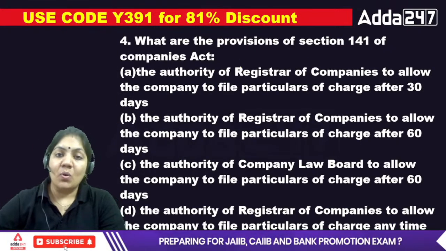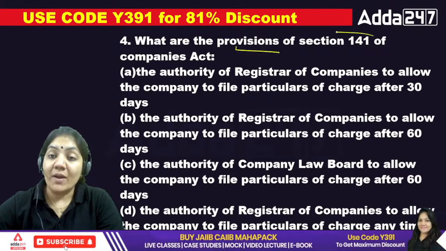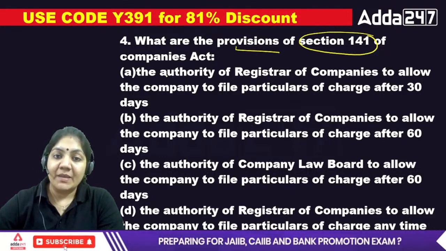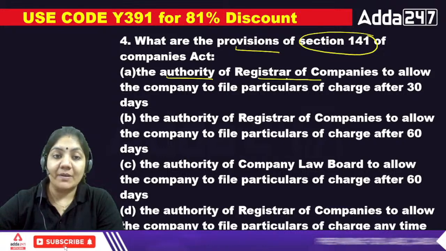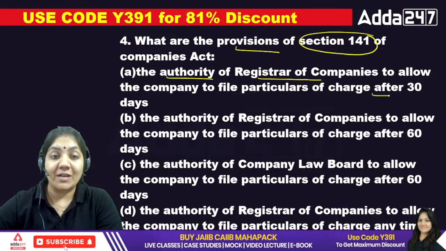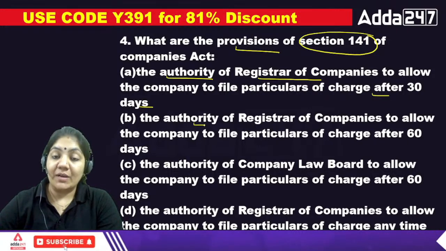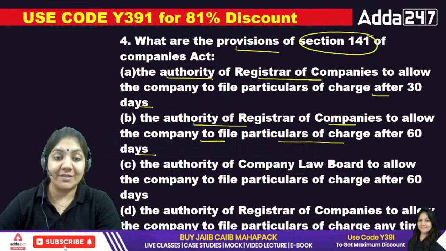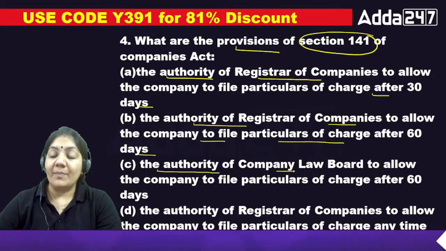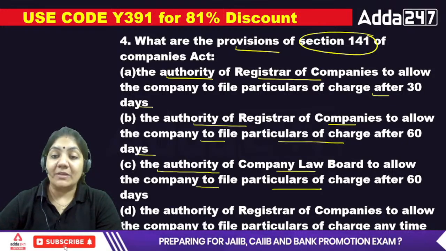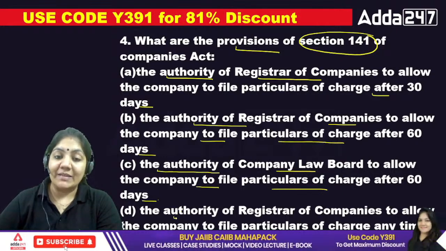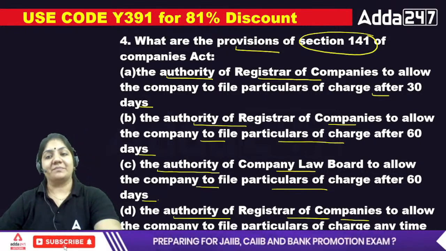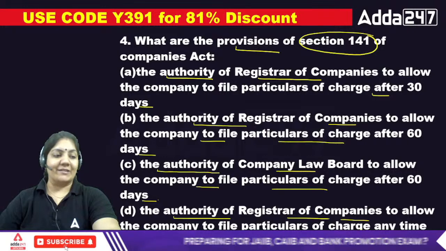Okay, now what are the provisions of section 141 of the Companies Act? First one, the authority of the Registrar of Companies to allow the company to file the particulars of charge after 30 days. B option, the authority of the Registrar of Companies to allow the company to file the particulars of charge after 60 days. C, the authority of the Company Law Board to allow the company to file the particulars of charge after 60 days. And D, the authority of the Registrar of Companies to allow the company to file the particulars of charge at any time. So you have to tell me the exact answer.